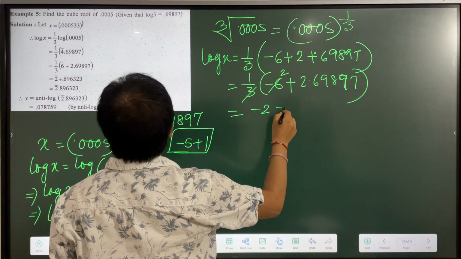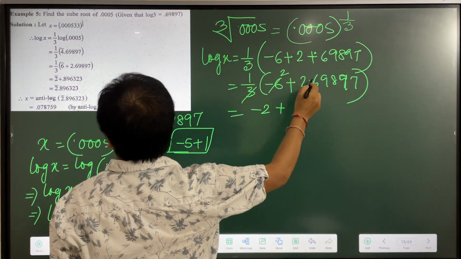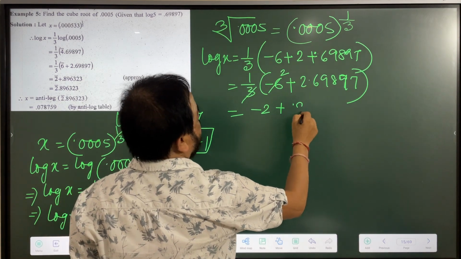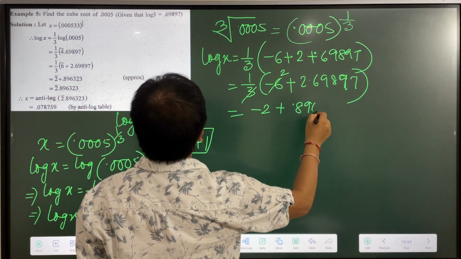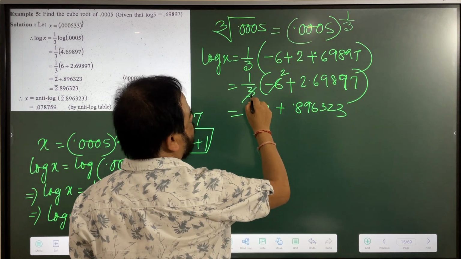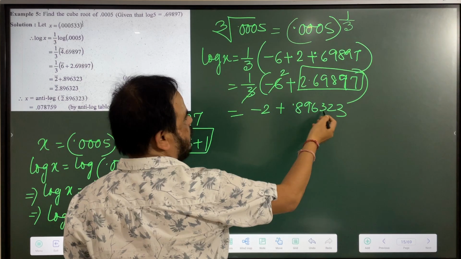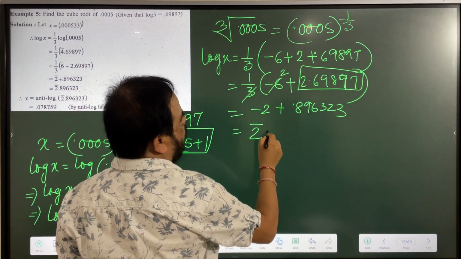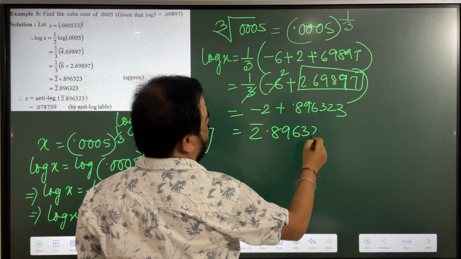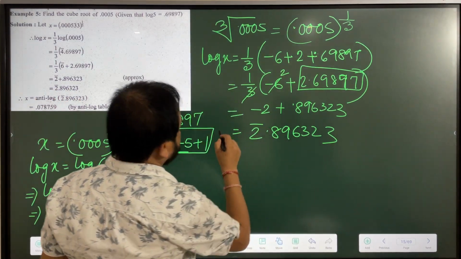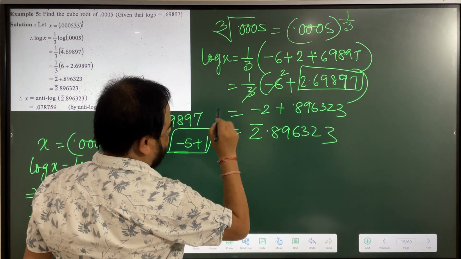So by 3, if we cut 6, we get 2. So minus 2, plus 2.69897 divided by 3, how much are we getting? 0.896323. Dividing by 3, 3 8s are 24, like this. So 2 bar 0.896323. And now this is the value of log x.